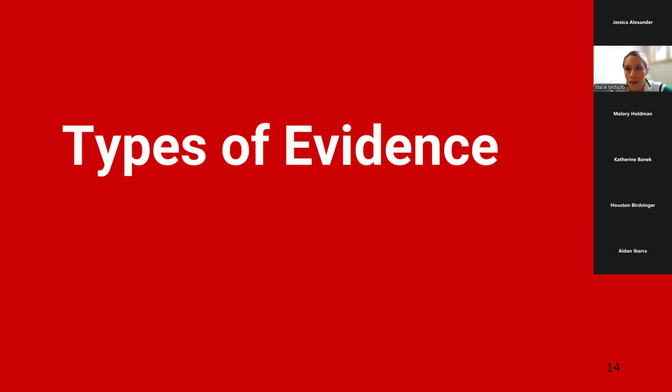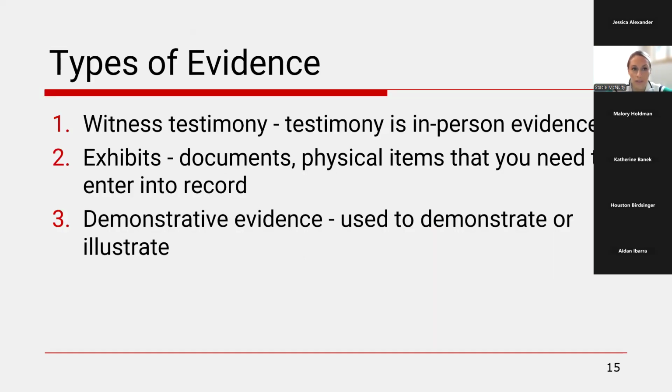Okay. Now we've got types of evidence. You'll be working with a few different types, but you want to make sure to use all of them to your advantage during a trial. So we've got witness testimony. You're going to have your own witnesses, and that's given in person. A witness is under oath. They're giving their testimony, and they promise to tell the truth. And so the jury will take that as truth evidence.